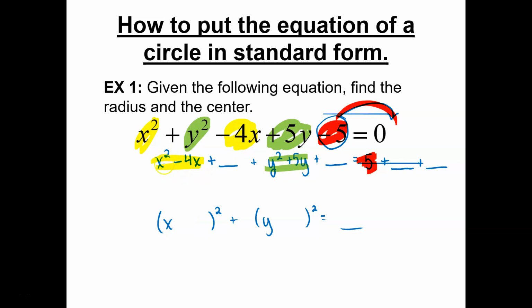So x squared minus 4x plus blank, I need to divide that number right there by 2. I will get a -2 right here. Then I need to raise that to the second power. -2 squared is 4 there. If I add a 4 to the left-hand side, I must also add that 4 over here to the right-hand side as well.